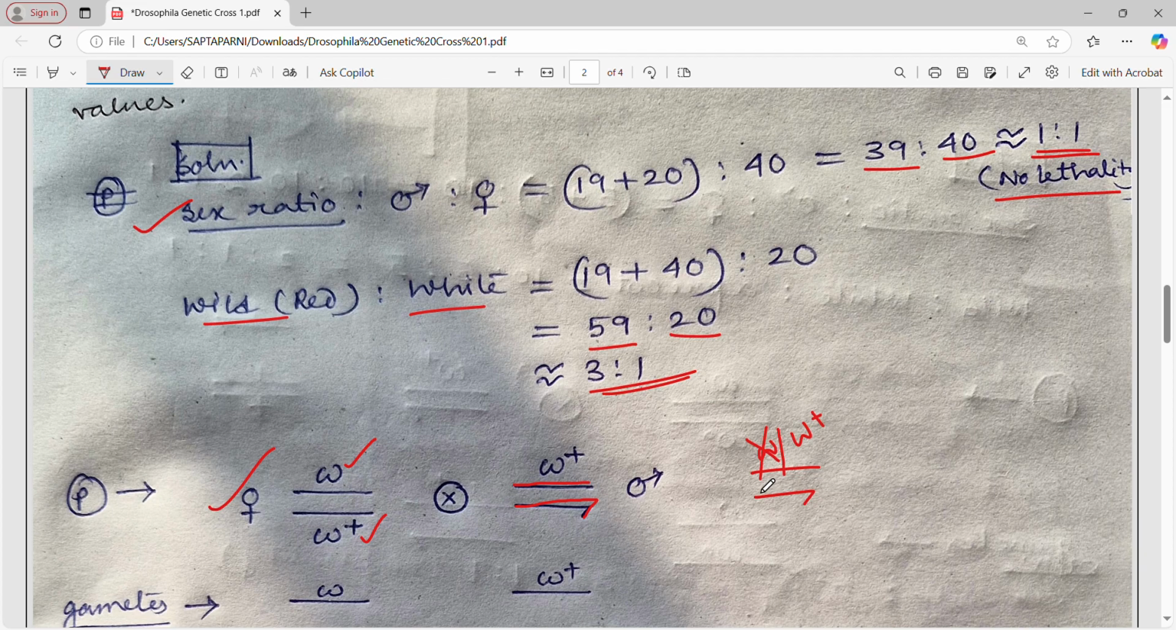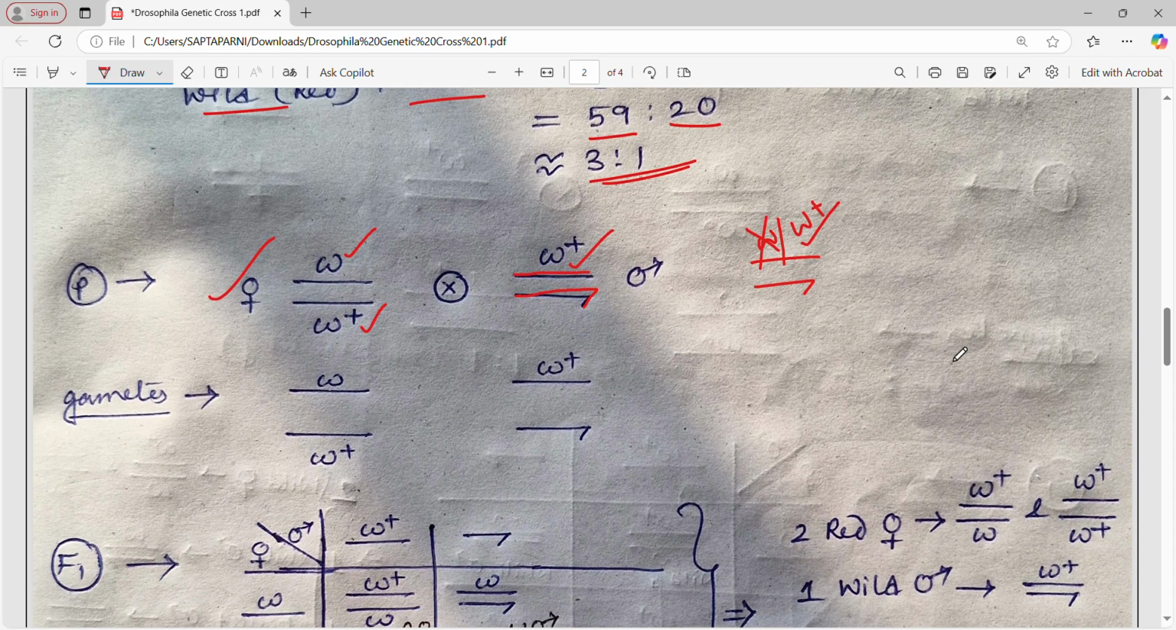So what allele should be there? There should be W plus allele. Got it? That is how you must derive the father's genotype. So now this is the cross. Mother has W W plus genotype and father has W plus Y genotype. Now what will be the gametes? Obviously W gamete and W plus gamete from mom. And from father W plus gamete and Y chromosome, obviously.